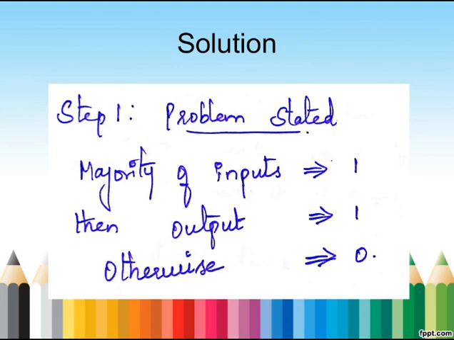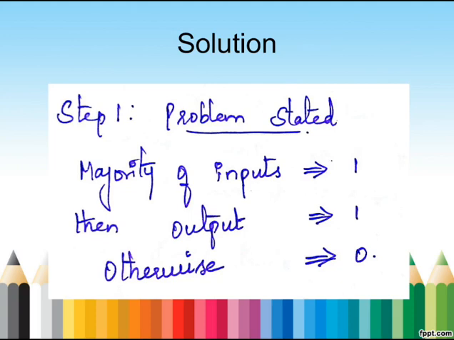Step 1, identify the problem, to define the problem. From the given problem statement, if the majority of inputs are ones, then the output is 1. Otherwise, the output is 0. Whenever the majority of inputs are 1, the output is 1, otherwise the output is 0.